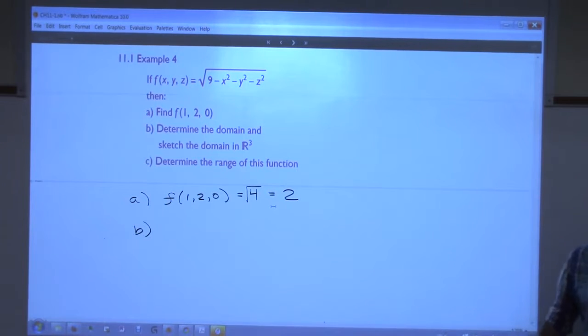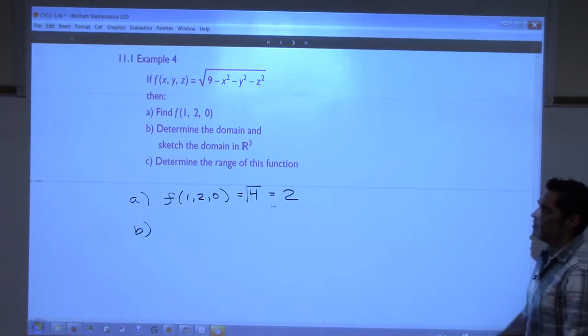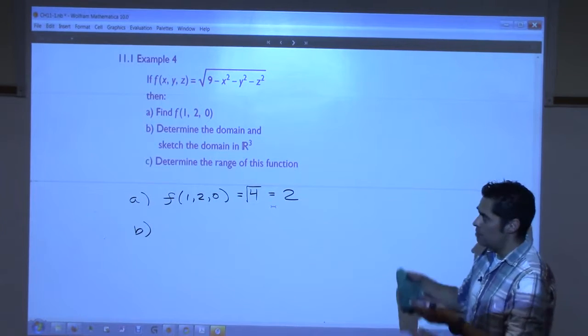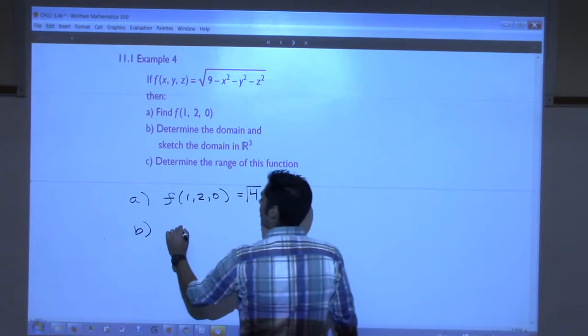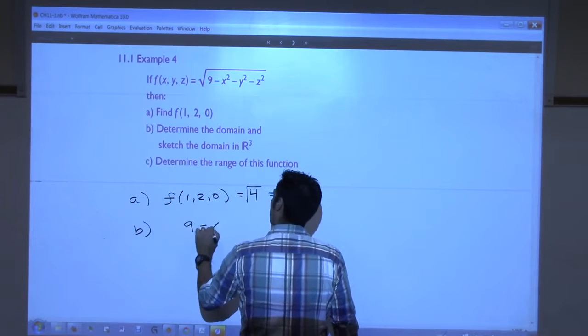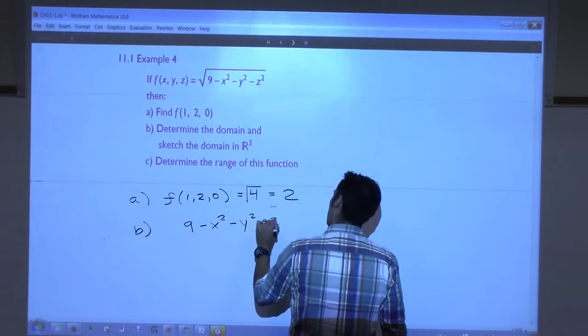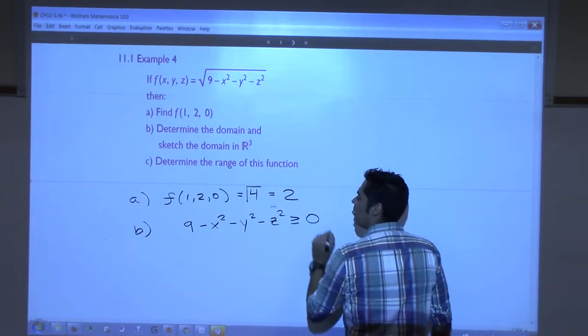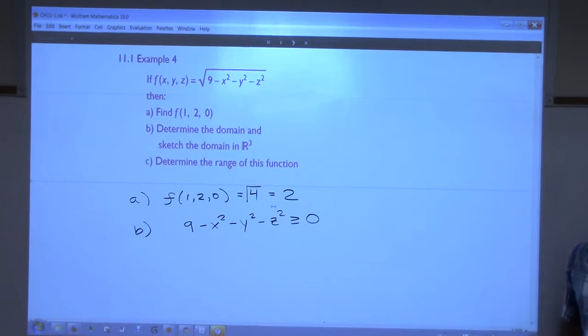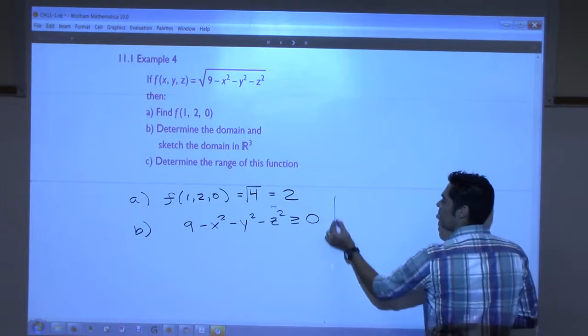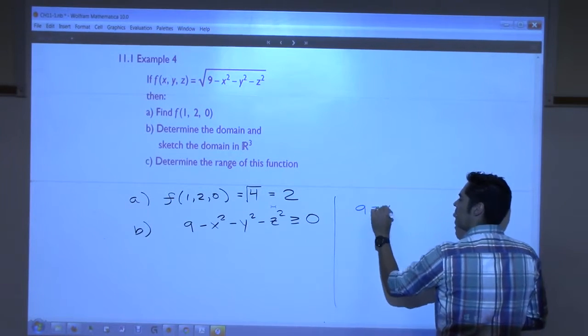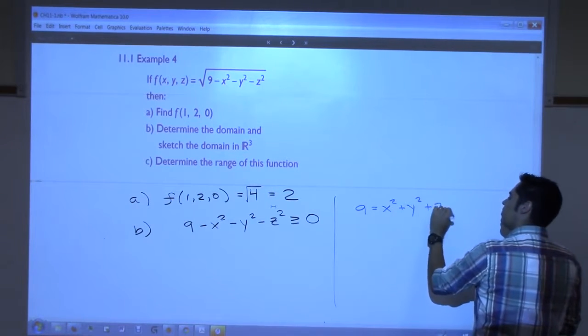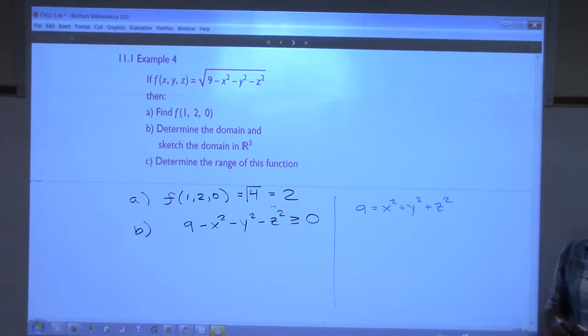We have a square root again, right? We need to make sure that the argument, or the radicand, is not negative. So we need that 9 minus x squared minus y squared minus z squared stay bigger than or equal to 0. What is that? That's a sphere, right? If we convert that into an equality instead of an inequality, we could rewrite that as 9 equals x squared plus y squared plus z squared. That's a sphere of radius 3, isn't it?